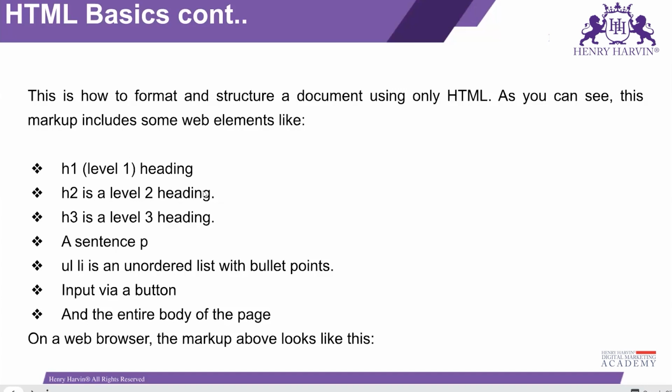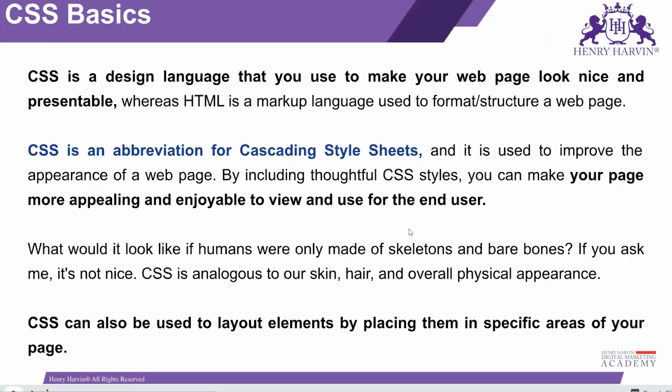H1 is the title. Then H2 is the second heading that you provide. Then H3 is the subheading that comes under H2. So these are the headings, and you will get six types of headings in designing a web page. And P is the paragraph, and this function is used for bullet points. And these are the few things of HTML basics.